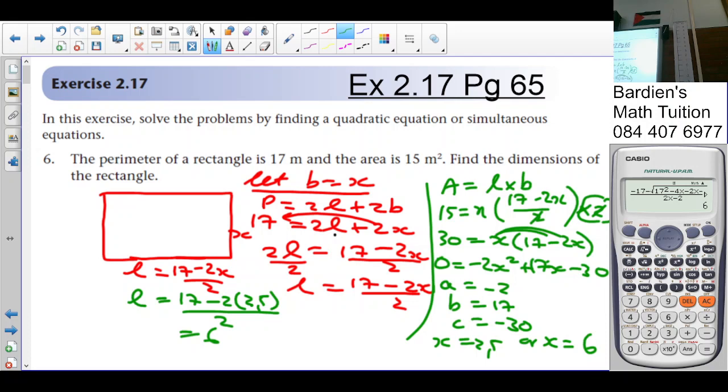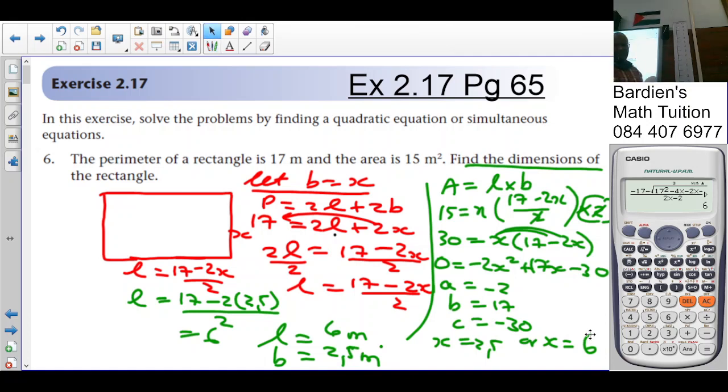But if the breadth is 6, then the length is going to be 2.5 again. Does it make sense? So the question is, find the dimensions. So what are the dimensions? Dimensions are the length and the breadth. So if the breadth is 2.5 meters, of course the length is going to be 6 meters. The length is normally the longer side. Not so? Okay, any confusion there? Your problem sorted there. Alright.